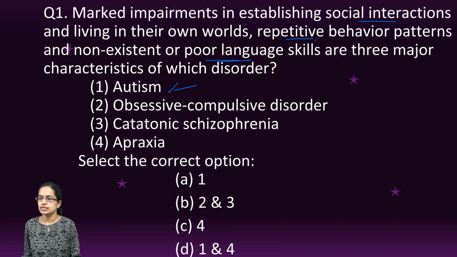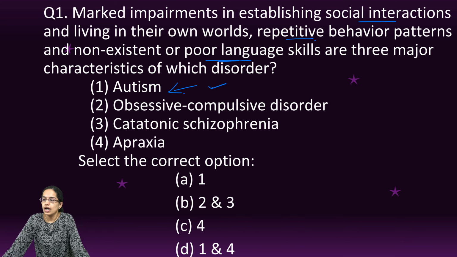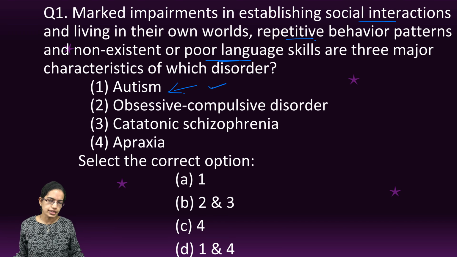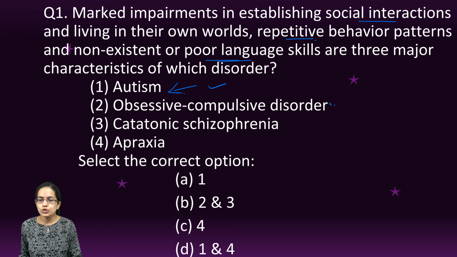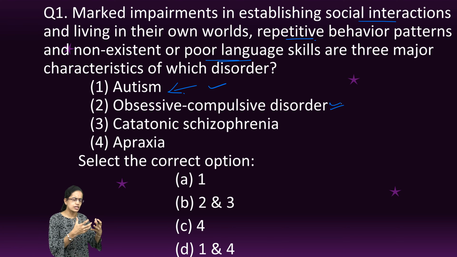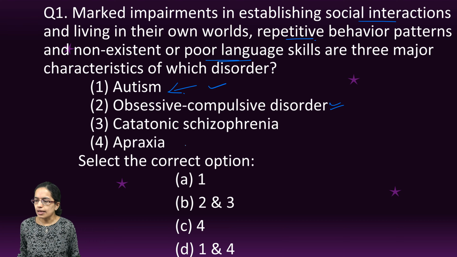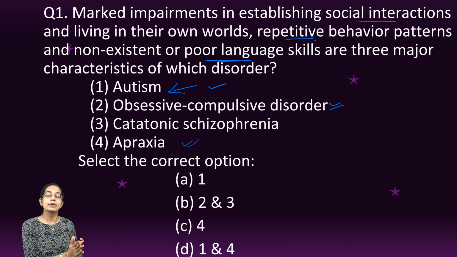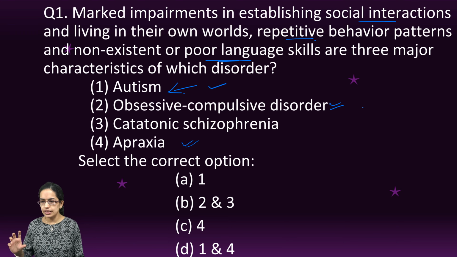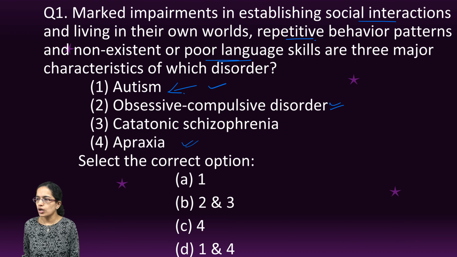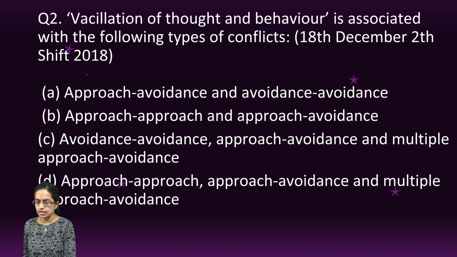So this is a characteristic of autism. So autism comes as the right answer. When we talk about catatonic schizophrenia, this is a kind of schizophrenia where you have problems in movement of body parts. OCD is obsessive compulsive disorder, where you have uncontrollable thoughts and compulsions that you want to do certain things. And apraxia is basically an inability to perform an action purposefully. So that is the meaning of these terms. However, based on the symptoms, you have autism as the right option.